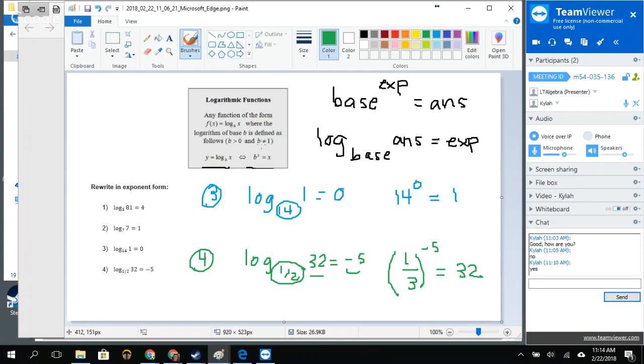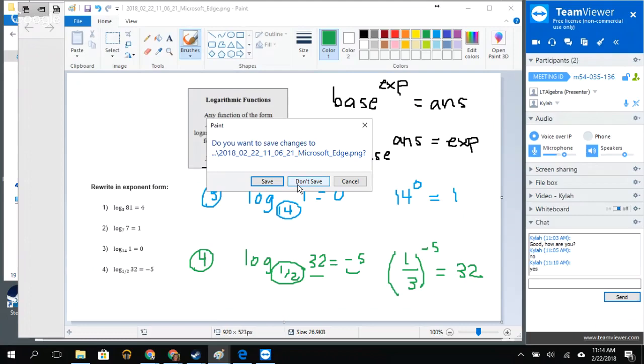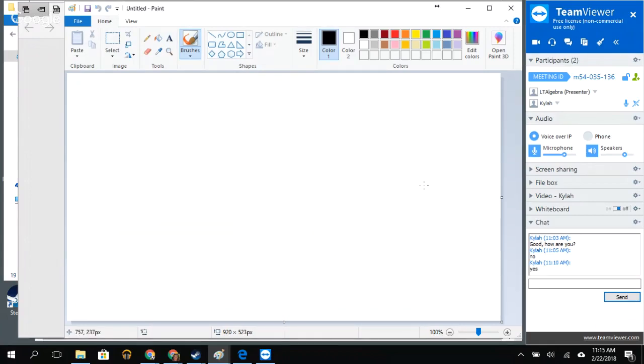evaluate the logarithm without using a calculator. Now, I'll explain what I mean by this. So we have number 10, for example. Number 10, we have a logarithm that says the log base 6 of 216 equals what? So we'll say that's our y.